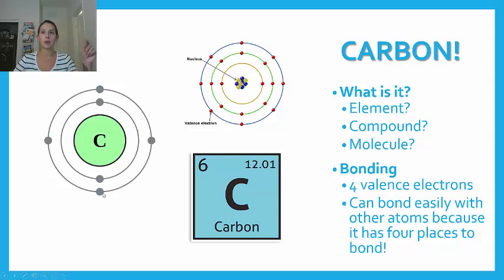So when I say 4 valence electrons, I'm talking about these 4 electrons on the outside of the element. The reason this is important is because having 4 valence electrons allows carbon to bond easily with other atoms, because it has 4 unique places to bond. Now, I said the first orbital can only hold 2 electrons, but the second orbital can hold up to 8. That's what this picture is referencing: how many electrons can be held in each shell. The valence electron, again, is going to be on the outermost shell of the element.